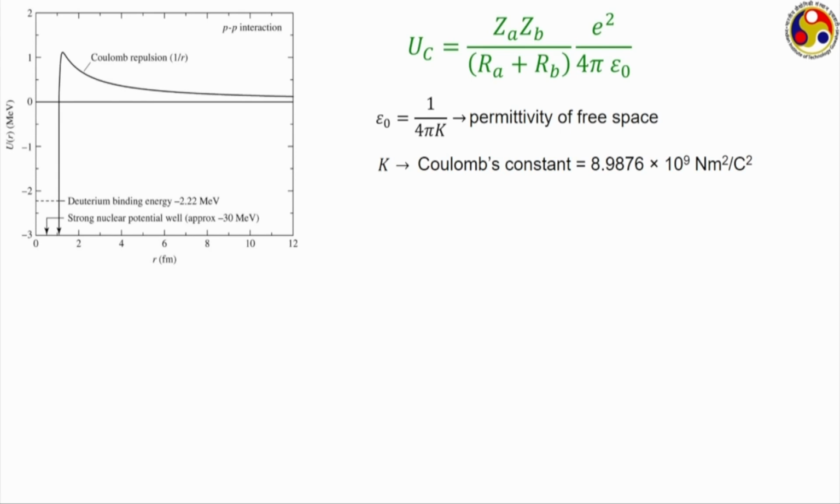Now, this is a pictorial representation for a proton-proton interaction. Here again both elements are the same. So, Z_A and Z_B are 1, and R_A and R_B again are both the same. So, that refers to the estimated or approximate radius of a typical proton.